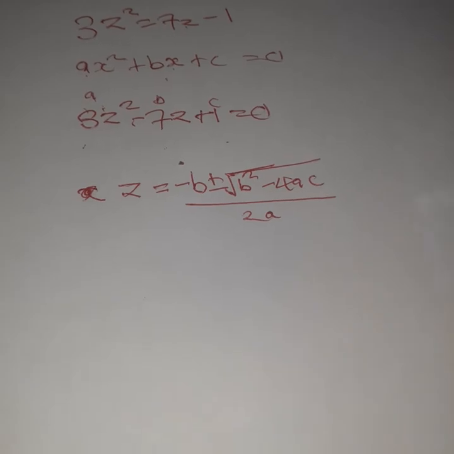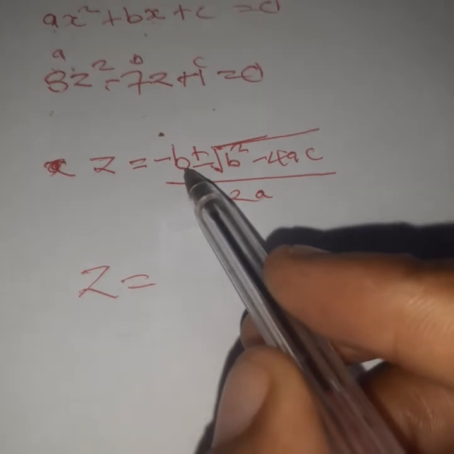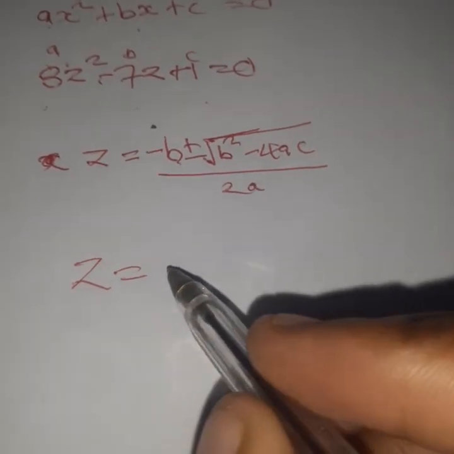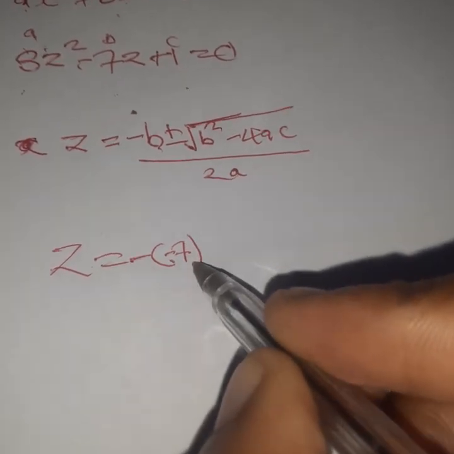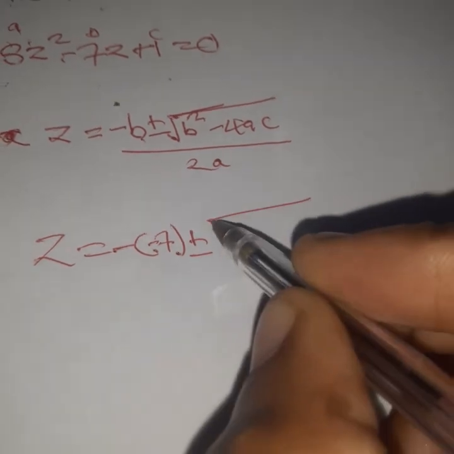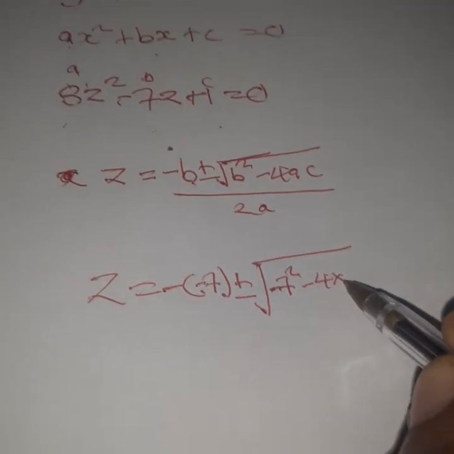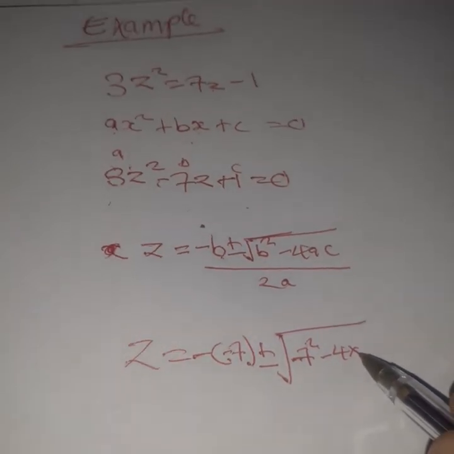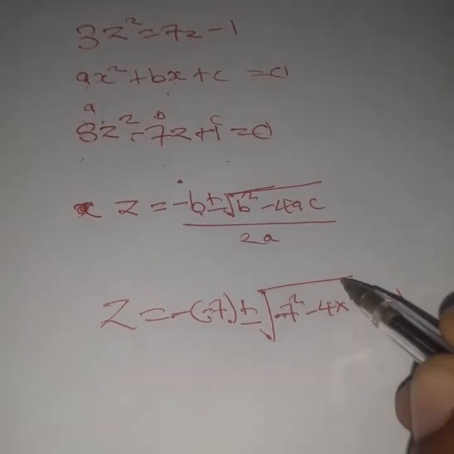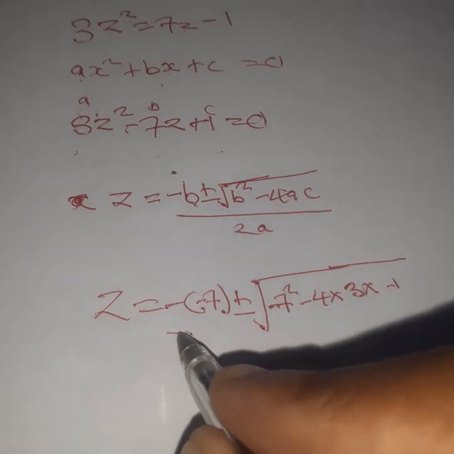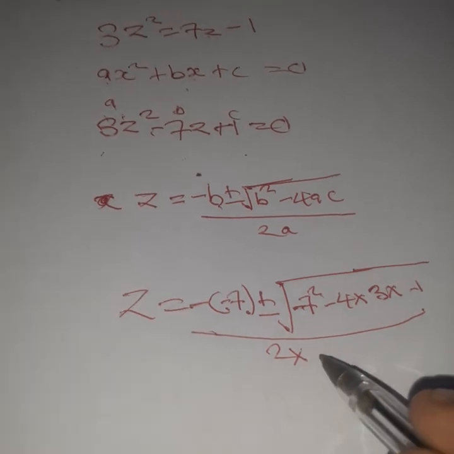So you say z is equal to, what number is at b? The number at b is negative 7. There's a negative in the formula, don't forget, so negative open bracket negative 7, then plus or minus the root of negative 7 squared minus 4 times the number at a, which is 3, times the number at c, which is negative 1, over 2 times the number at a, which is 3.